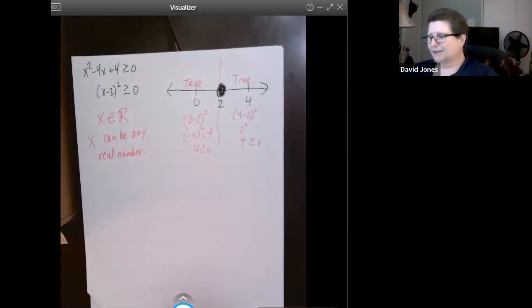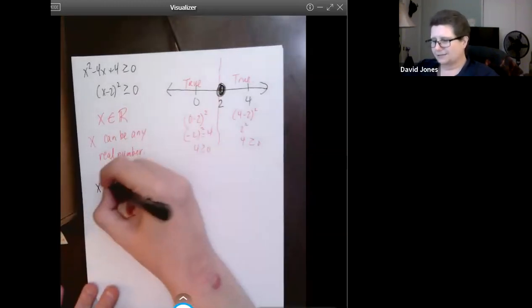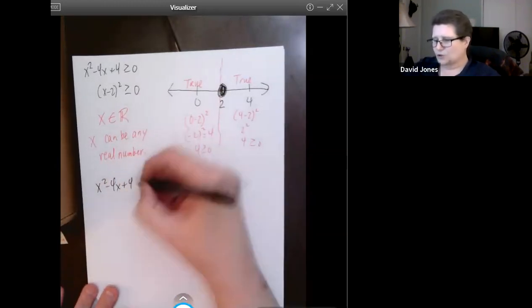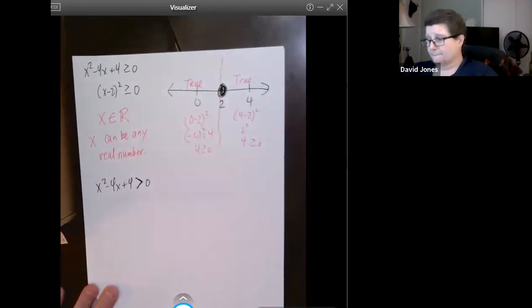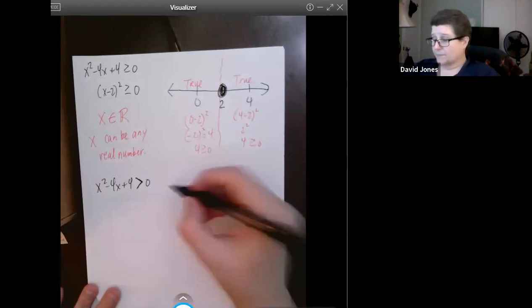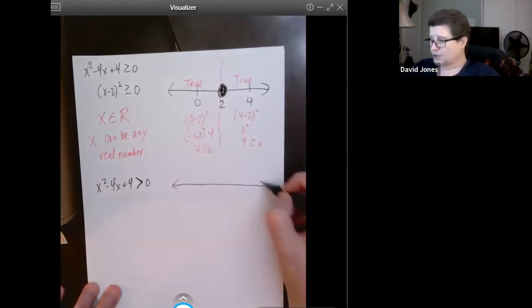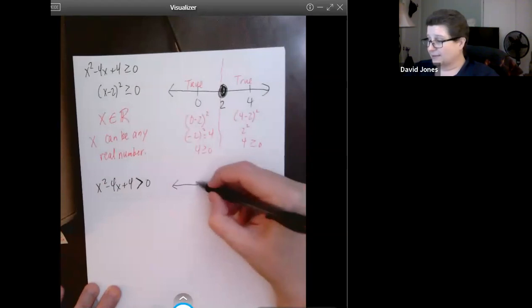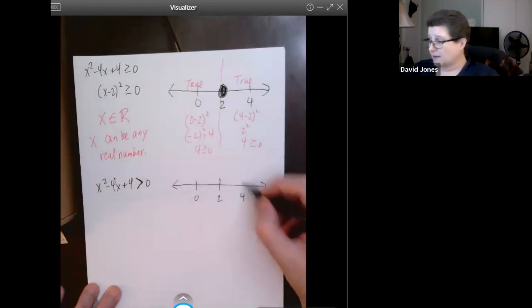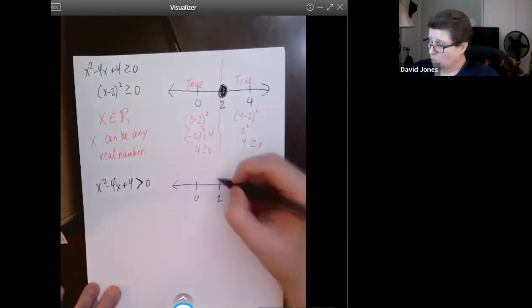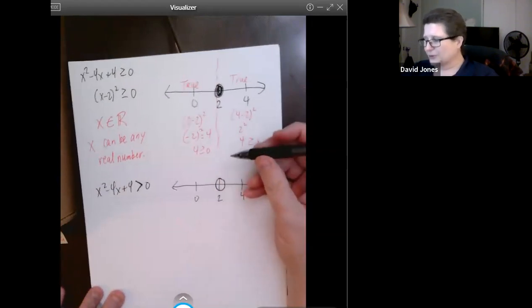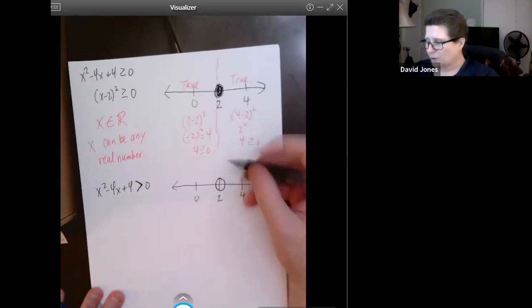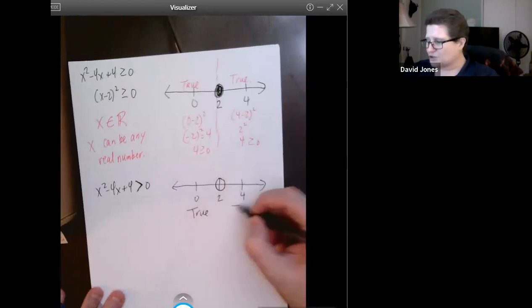And the really fun one, do the same thing. We'll use greater than 0, but without the equality. So we just tested the regions up above. We put a circle on the 2. We don't include the 2. But we know it's true to the left and it's true to the right.